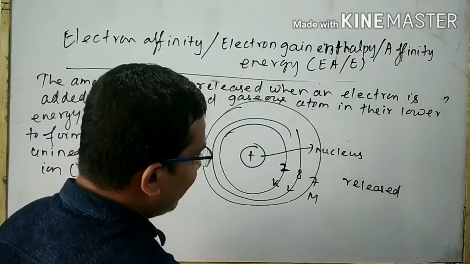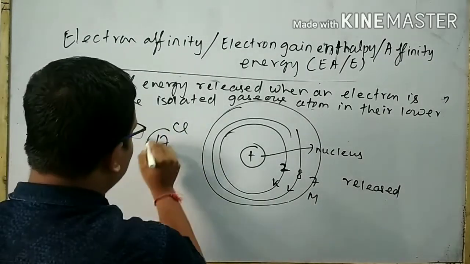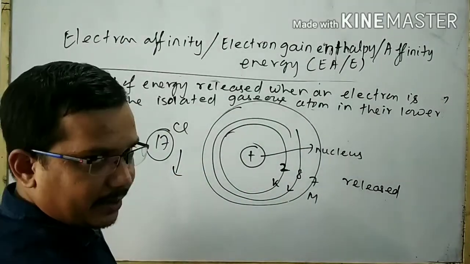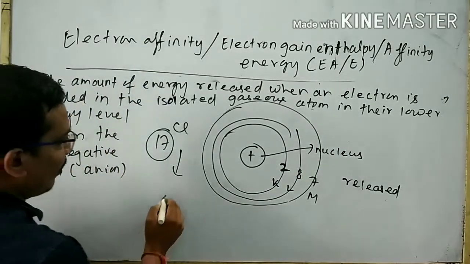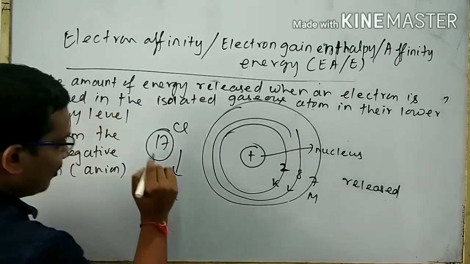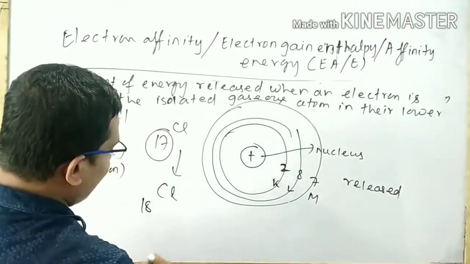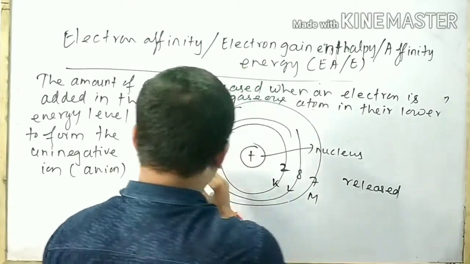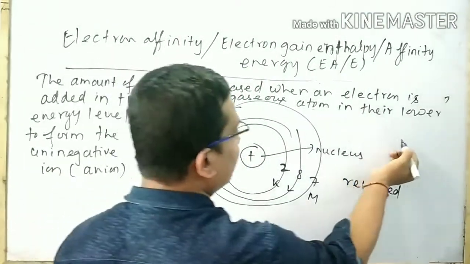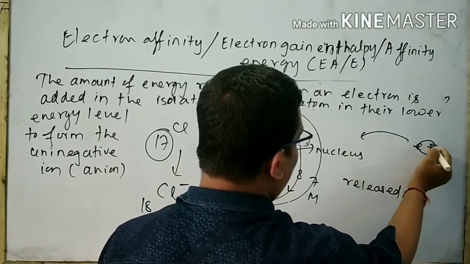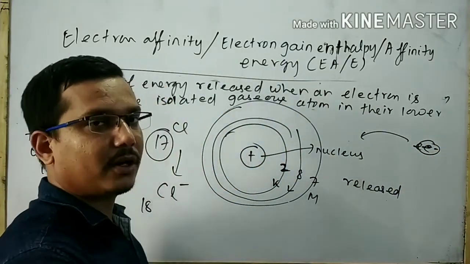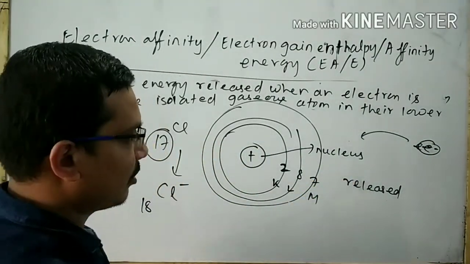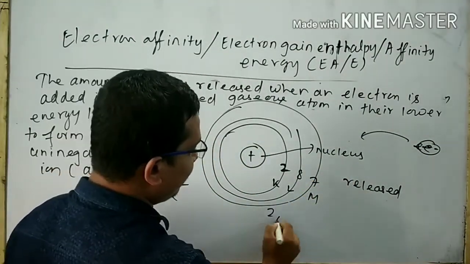Look at the chlorine atom. Your chlorine atom has 17 electrons. It wants to stabilize by gaining one electron, so the total number of electrons is 18 and it is converted into Cl minus. That means the chlorine atom always wants to gain an electron from the outside, from another atom, and it attains the inert gas configuration, that is 2, 8, 8.